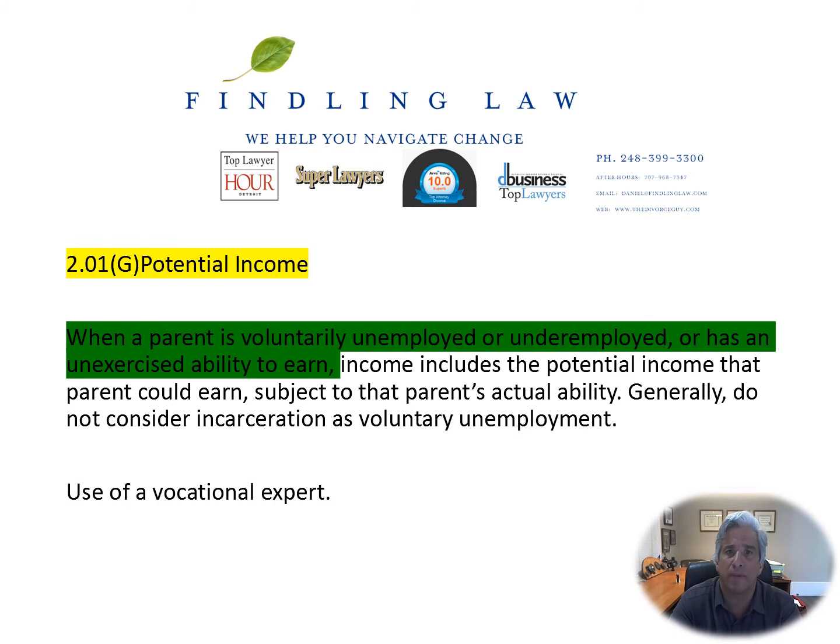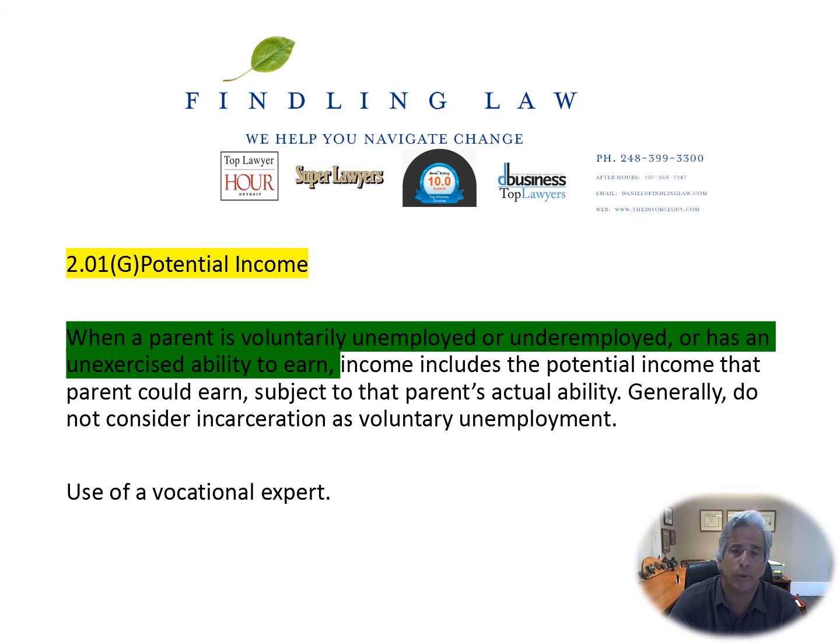Well, let's talk about the differences. An unexercised ability to earn income is simply you've decided that you're not going to work, or you don't want to get a job, but you could work, you're just choosing not to. An underexercised ability to earn income is when you're not working at your full potential. Think of a physician who during the divorce decides to start working at McDonald's so they don't have to pay so much child support or alimony.